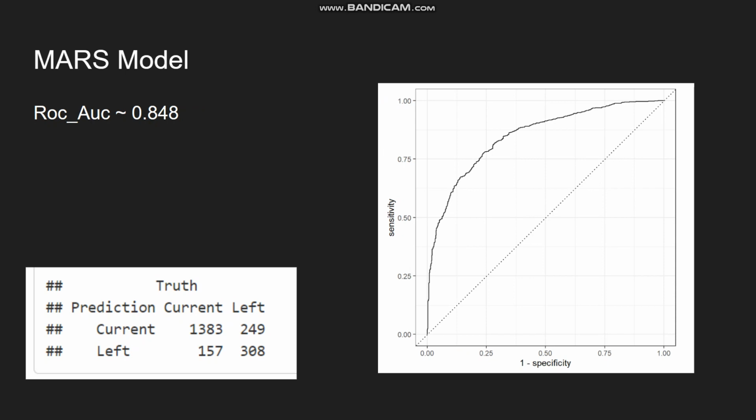Now, here's our Mars model, which provided us an ROC AUC of 0.848. And this model gave us 249 false positives and 157 false negatives. This model also gives us our best curve among all three machine learning models which we provided.